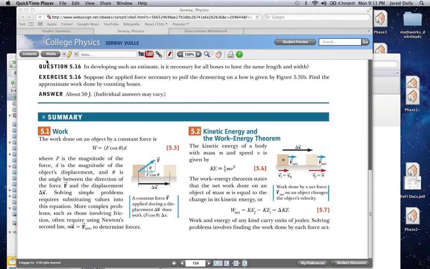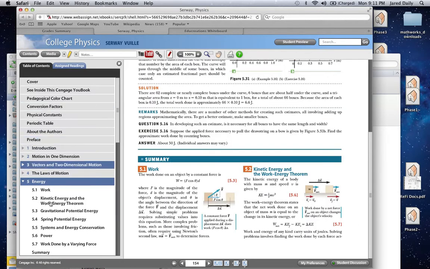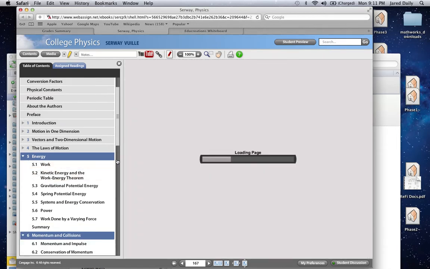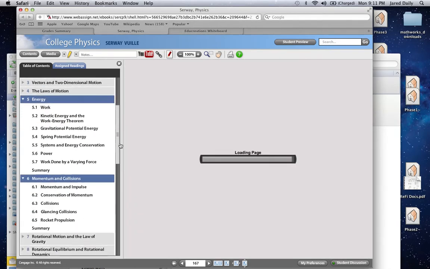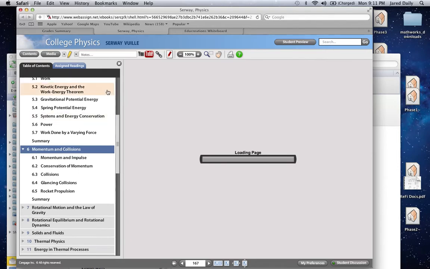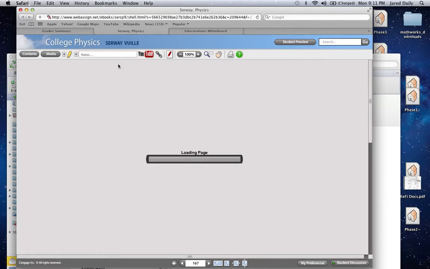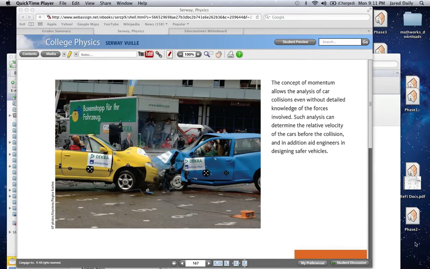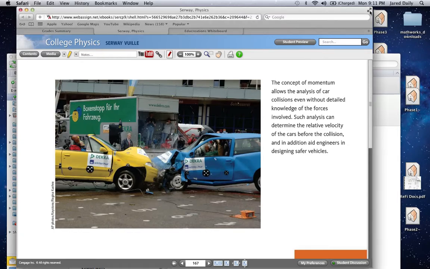Now we're moving on to chapter 6. So let's do that. Chapter 6 is all about momentum. And we mentioned before that momentum and energy have a little crossover. They're similar things, not exactly the same things. But one of the big similarities is that they have to do with mass and they have to do with velocity, just slightly differently.